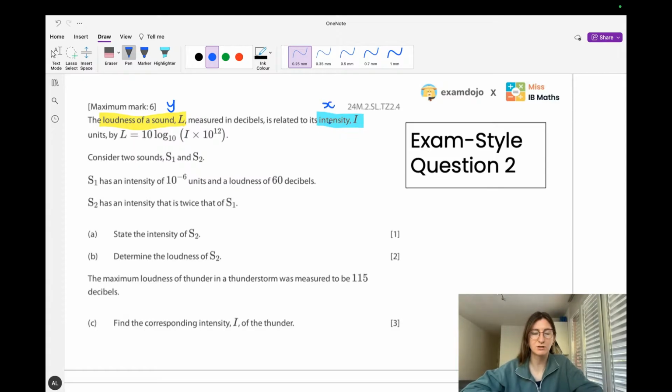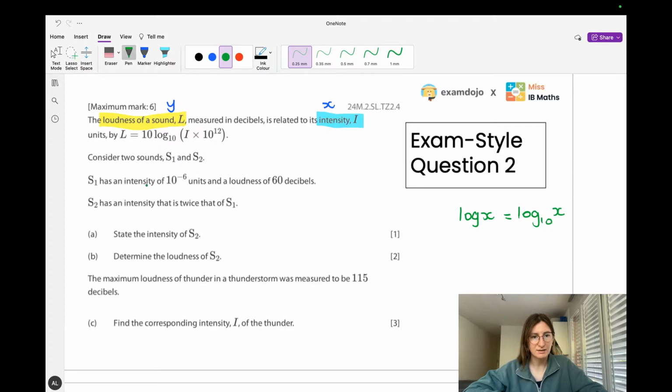So when we're reading questions, we're just figuring out what is my X, and it's going to give me my Y. And we have this lovely function with base 10. Just another note, I don't think I said it before, if you have log of X, if there's nothing written there, it's assumed that it's base 10. We just don't write base 10 all the time, but here they've written base 10. So we have two sounds, S1 and S2.